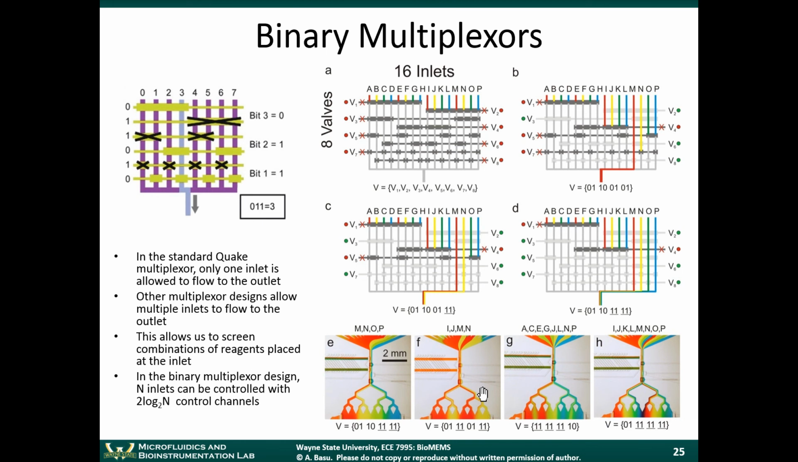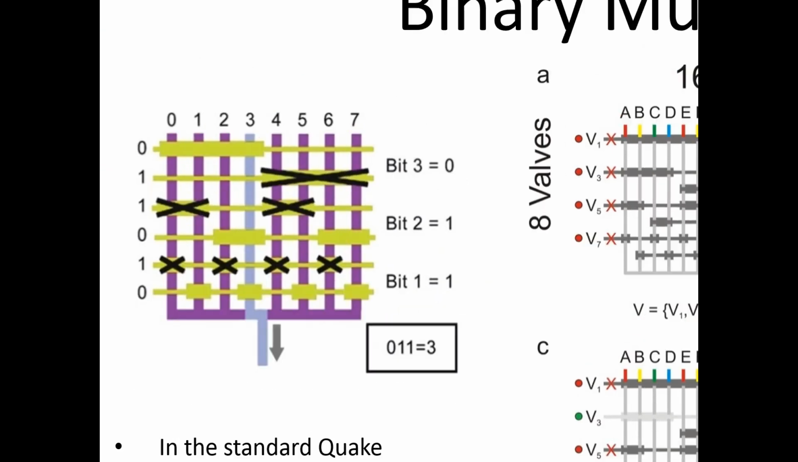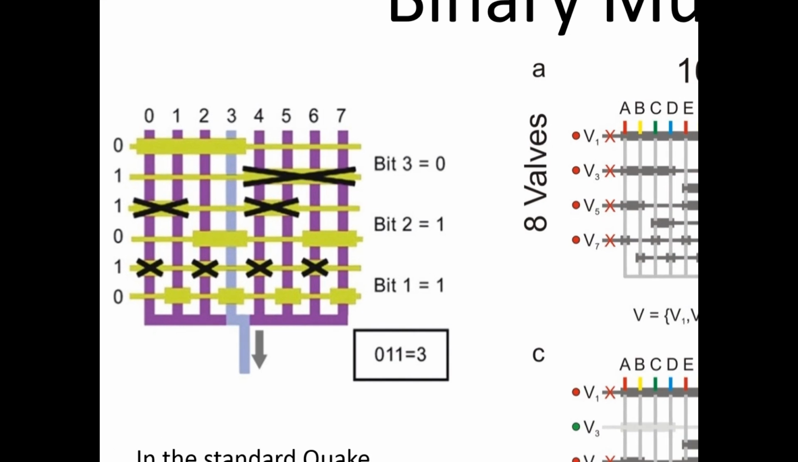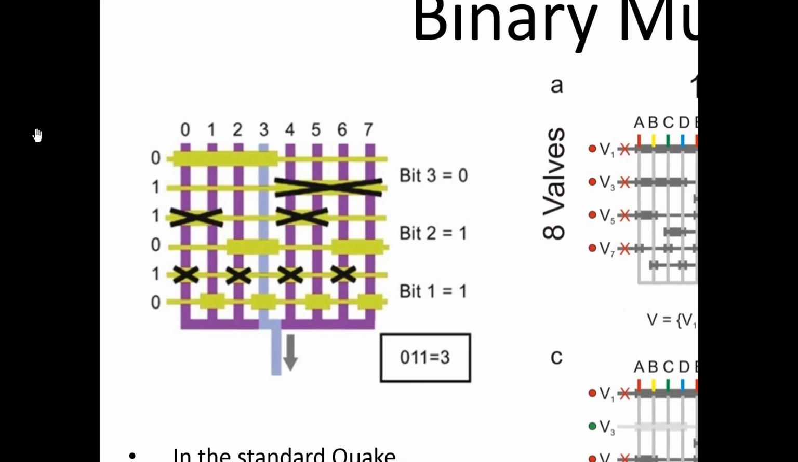Extending this a little bit further, you can create these things called binary multiplexers. Again, these are all based on valves. If we looked at the Quake microvalve, the best way to understand these things is by starting off with a thing that we looked at earlier.